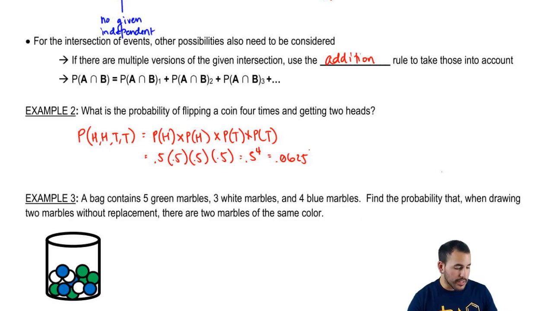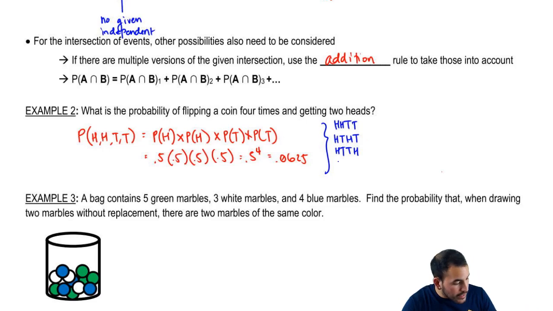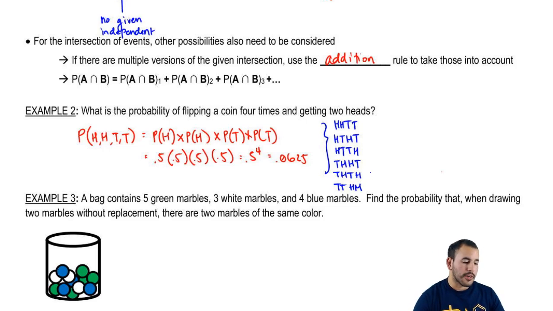Now, what are some other possibilities? That's one way: head, head, tail, tail. What are some other options? We maybe got a head first, then tail, then tail, then head: head, tail, tail, head. Another one is tail, head, head, tail. Then tail, head, tail, head, and tail, tail, head, head. So there's a total of 6 different ways that this can happen.